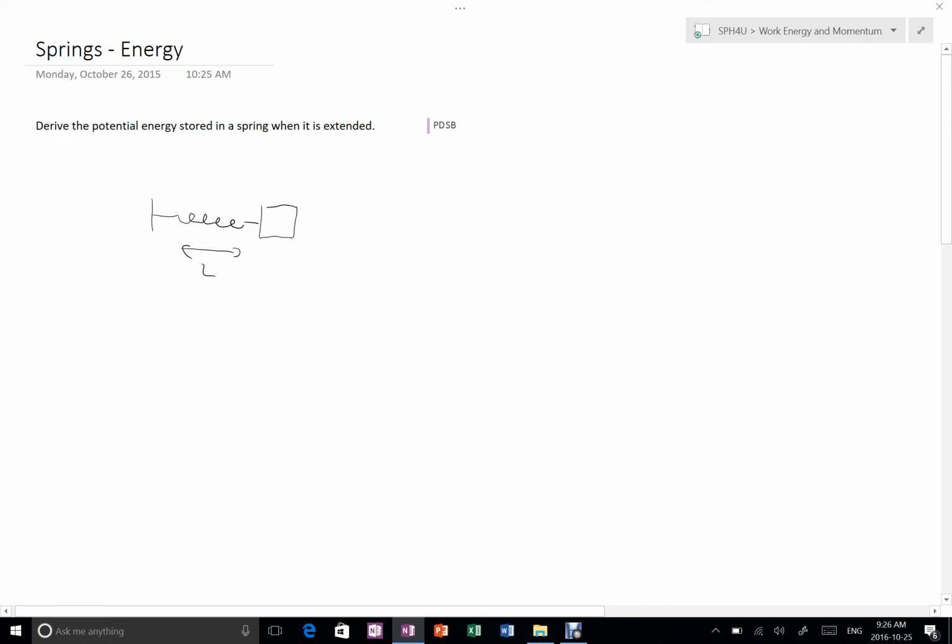What I want to know is how much energy is present when I take this object and I pull it this way with some force through some distance d. Okay, so we're going to take it from there to here. And so that spring is going to get stretched out. How much potential energy is stored in that situation?